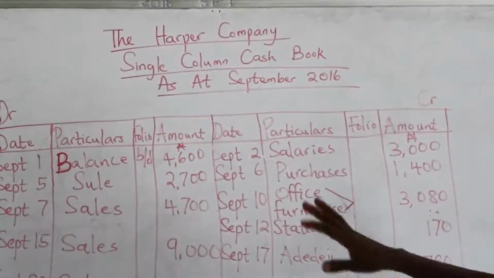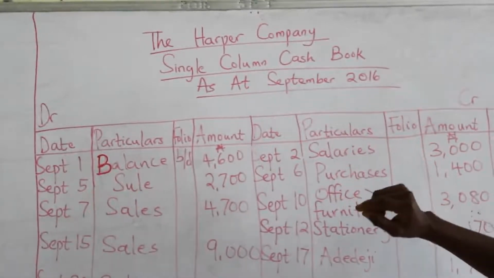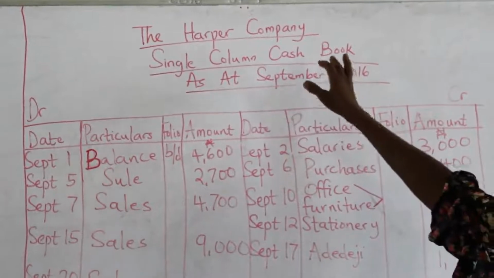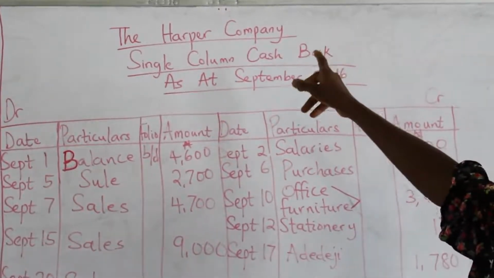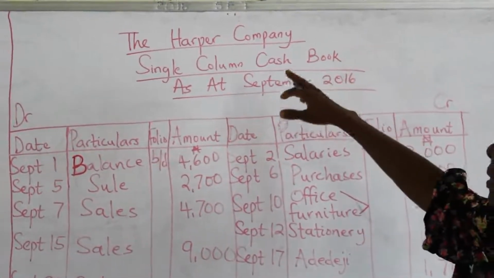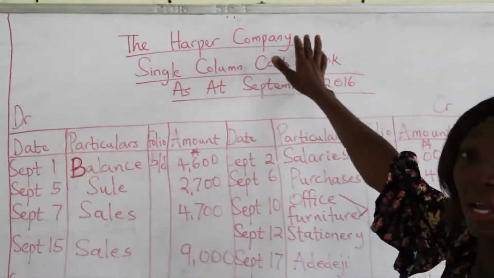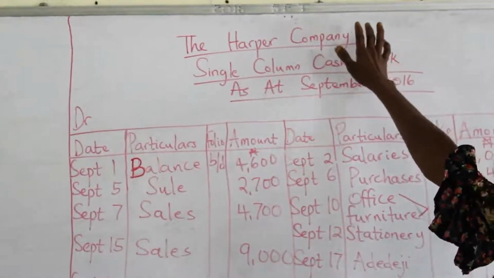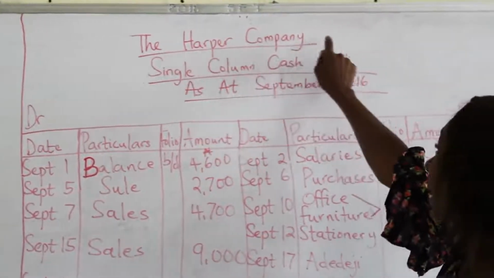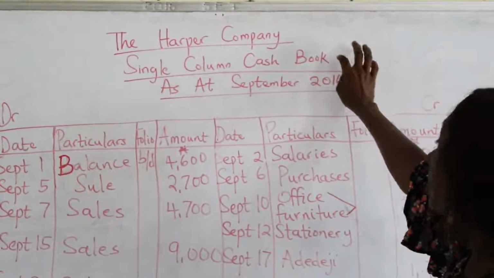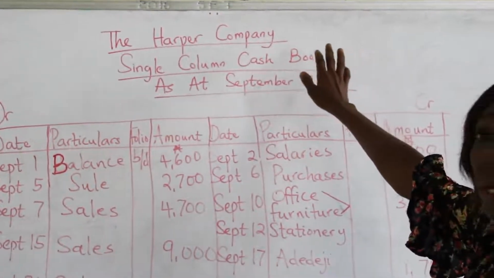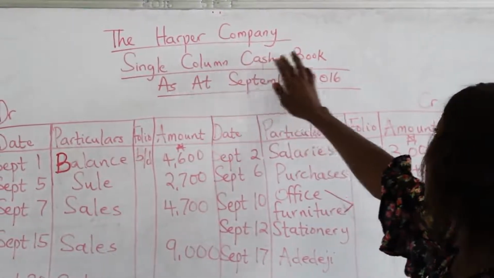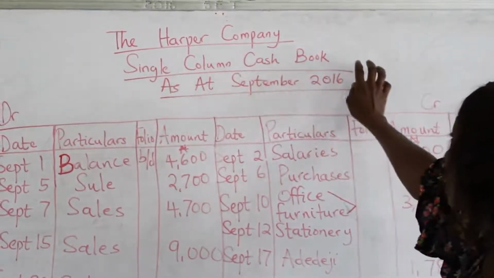In drawing out our cash book, we start with one thing, and that is the name of the company in question. In our illustration, the name of the company is the Harper Company. So you start with the name of the company, you underline, then the name of the account you want to prepare, and in our own case, it is the single column cash book. It is also written out and underlined.